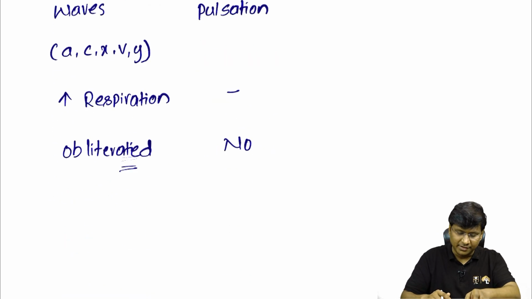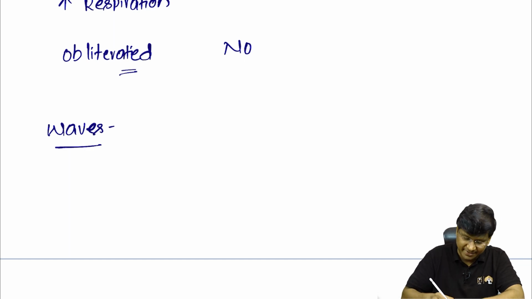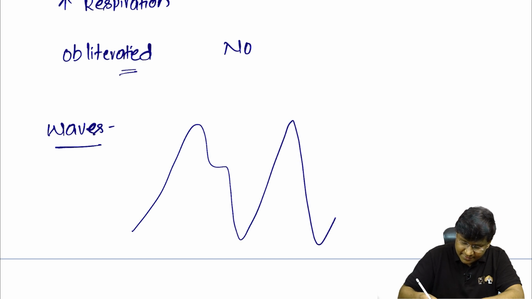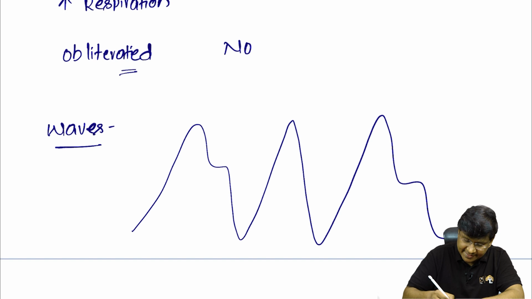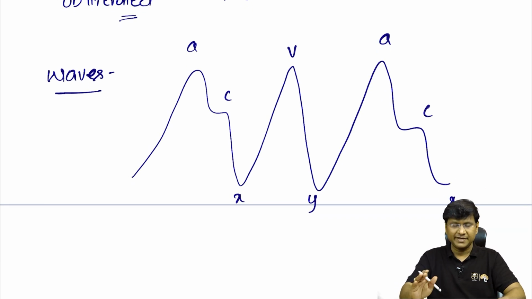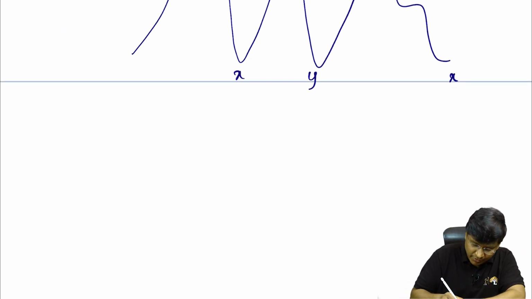Now what is very important in the jugular venous pulsations are the waves. The waves of the JVP represent the cardiac cycle pattern A, C, X, V and then Y. Then again it repeats A, C and then X. So these are the waves of the JVP. Now what do these waves represent? Let me tell you. The A wave of the JVP represents the atrial contraction.